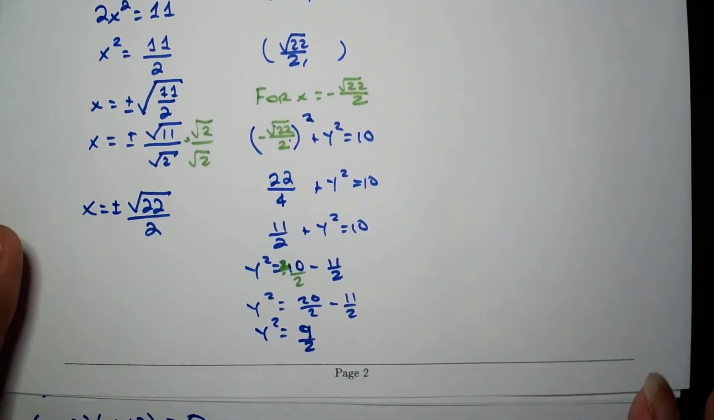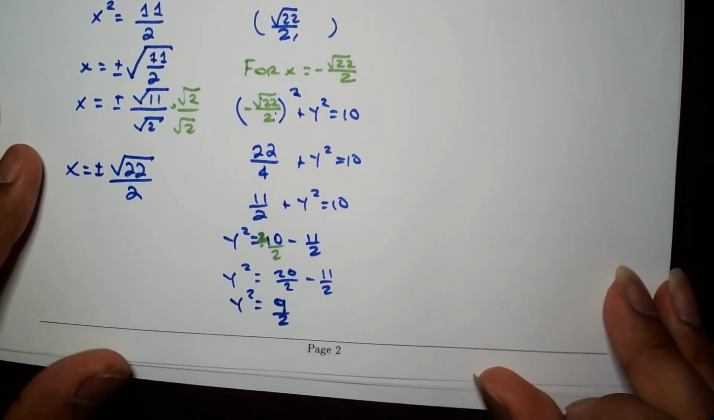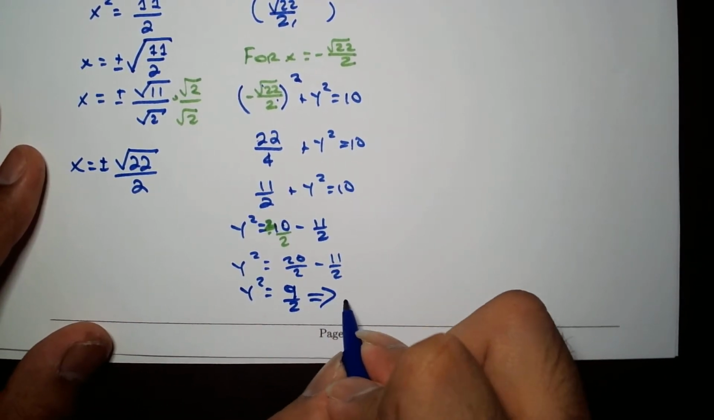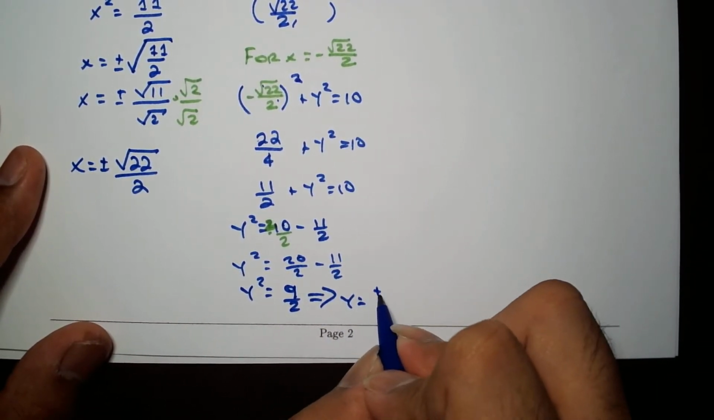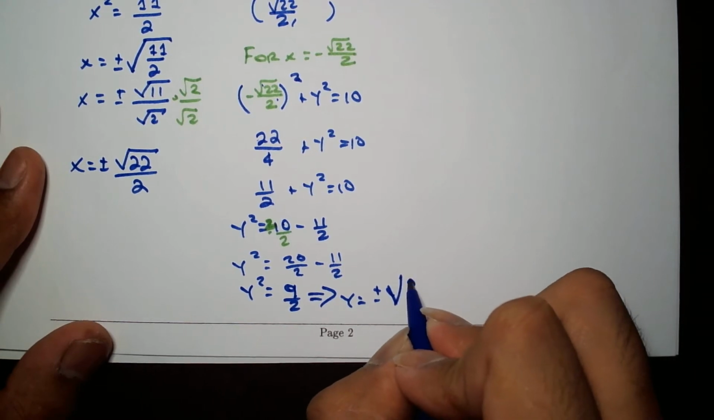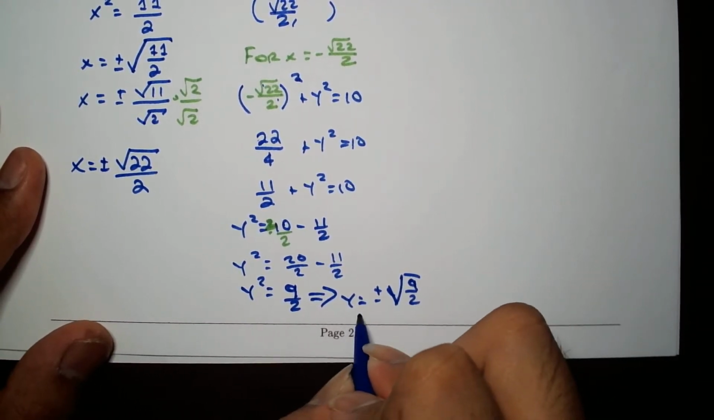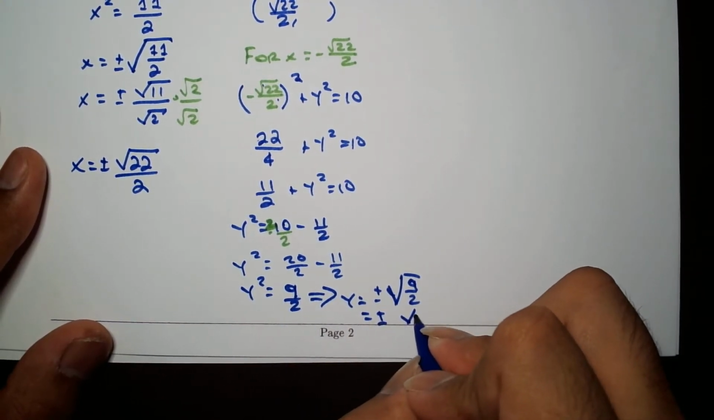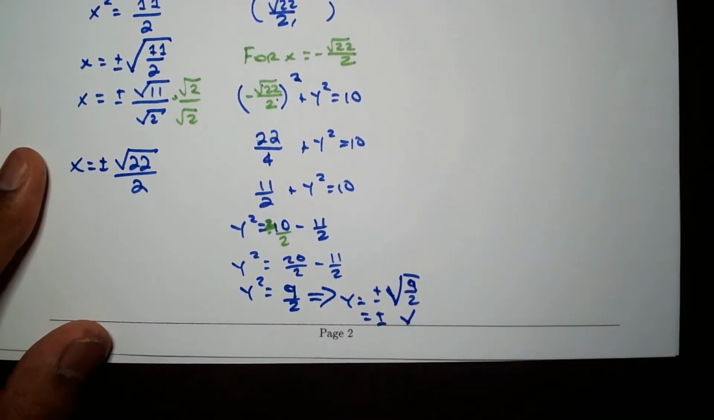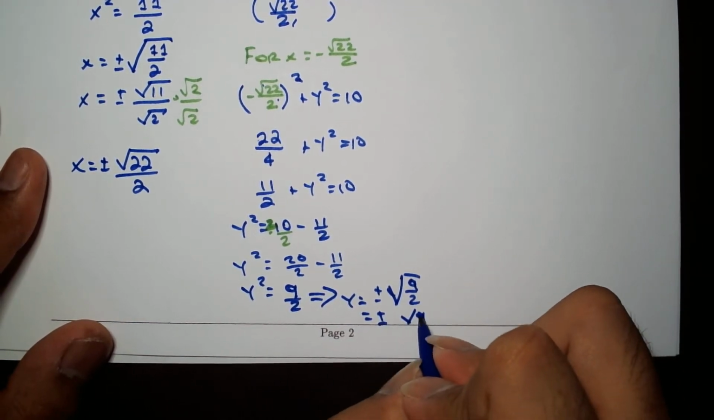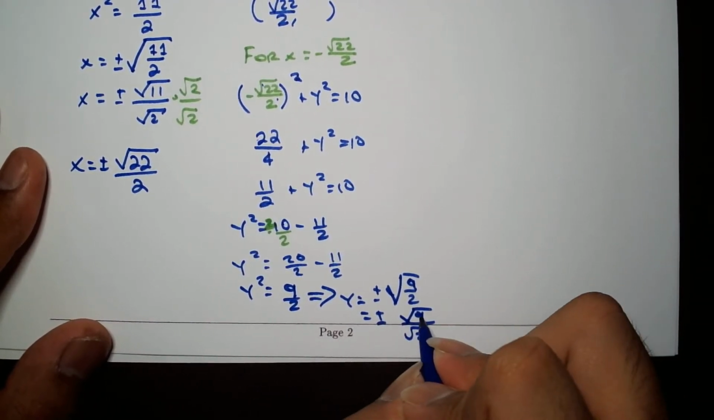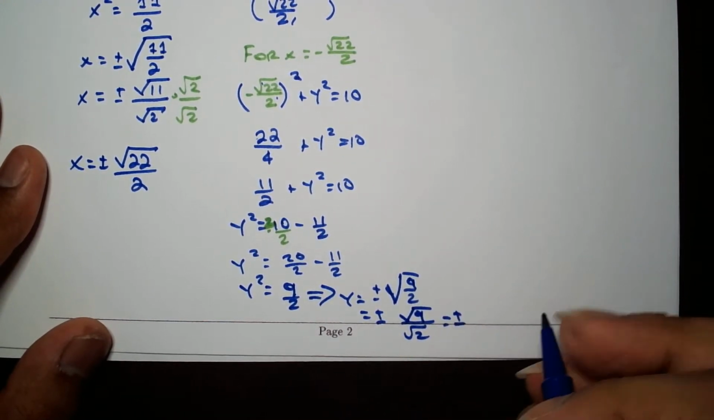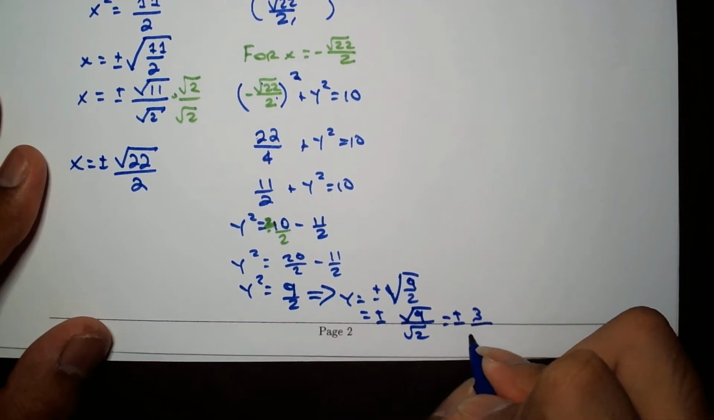But in this case, if we keep moving, using the square root property, y will be plus or minus the square root of 9 halves, which reduces at the same time as plus or minus the square root of 9, let me write it down, over the square root of 2. The square root of 9 is a perfect square, so that's plus or minus 3 over the square root of 2.